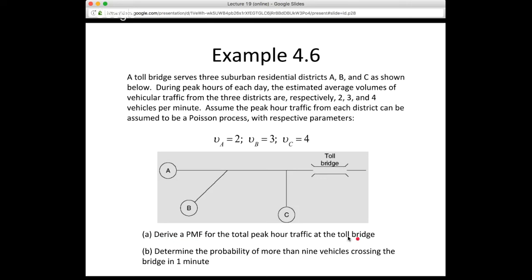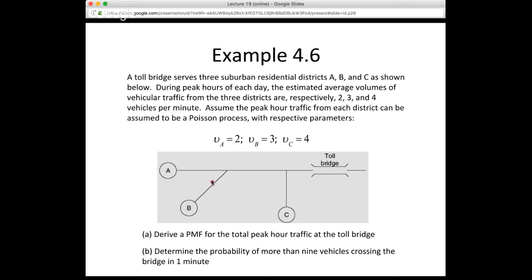Okay, so we understand that the peak traffic at the toll bridge, by conservation of cars, is going to be the sum of the cars coming from districts A, B, and C. So we've got a formula saying that the random variable for cars crossing the toll bridge, we might call it big T, is equal to the sum of the random variables for the number of cars generated by A, B, and C. And we know A, B, and C are Poisson processes, which means their sum is also a Poisson process. We just showed that.